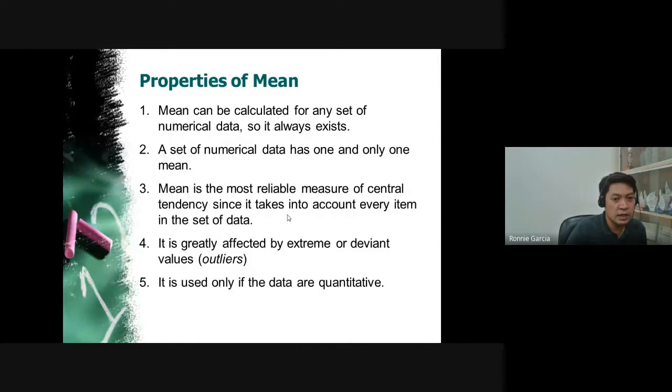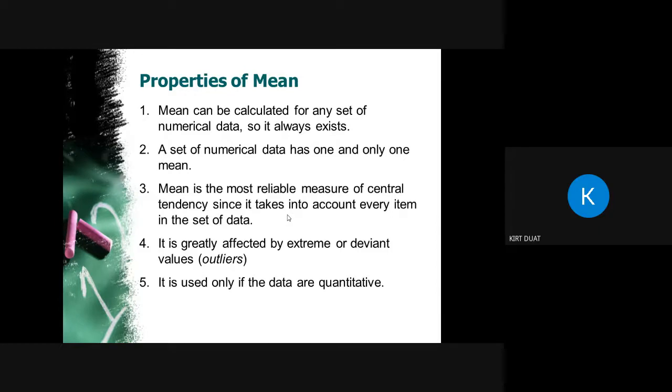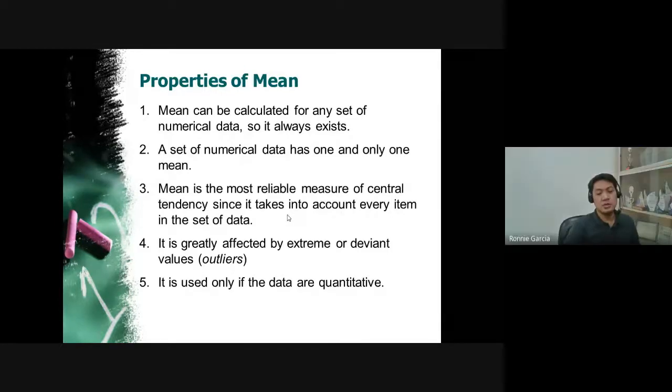Number 4, kindly read. Ano kayang ibig sabihin nito? Again, Mr. Duwat. It is greatly affected by extreme or deviant values. Very good. Anong ibig sabihin ng extreme or deviant values? Yung mga masyadong maliliit na score and even yung malalaking score, it can actually affect the overall result of the mean. Let's take for example yung score mo kanina sa quiz.